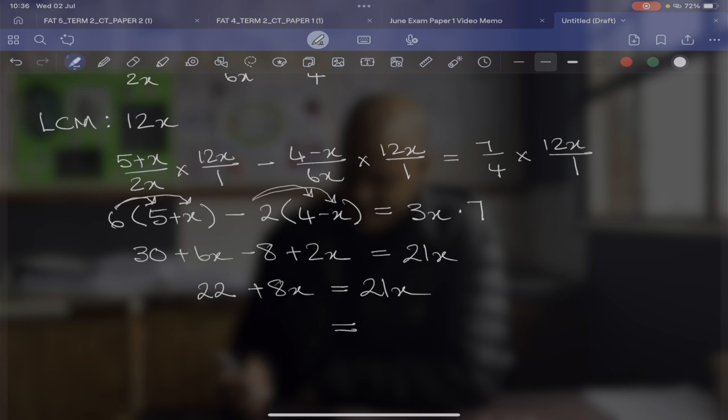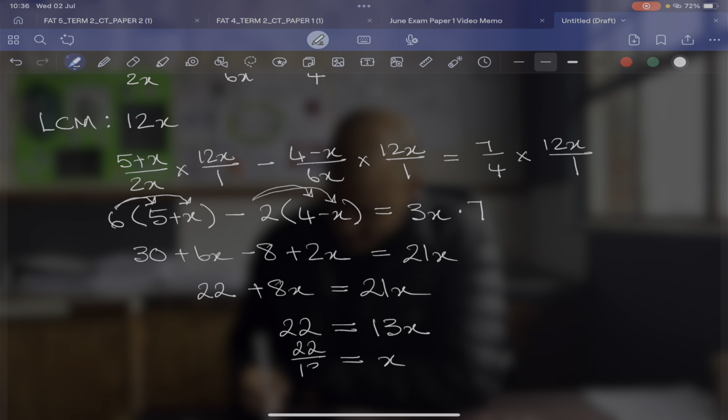So instead of bringing the 21x over to the left hand side, I will just subtract 8x from 21x on the right hand side. So 21 minus 8 is 13. So that will be 13x, and that is equal to 22 on my left hand side, and then that means x will be equal to 22 over 13.